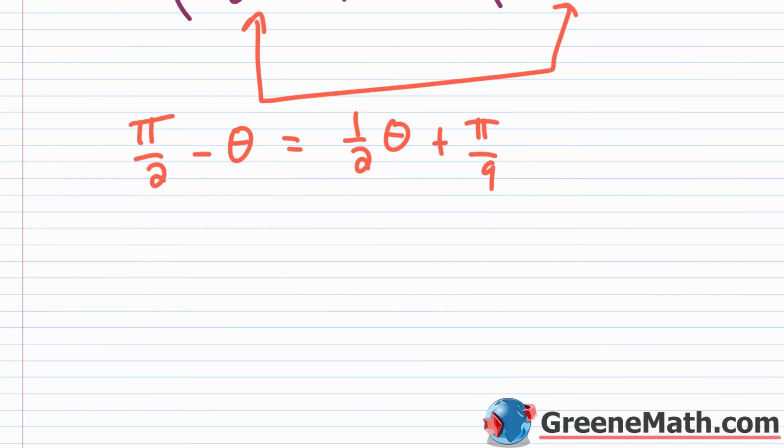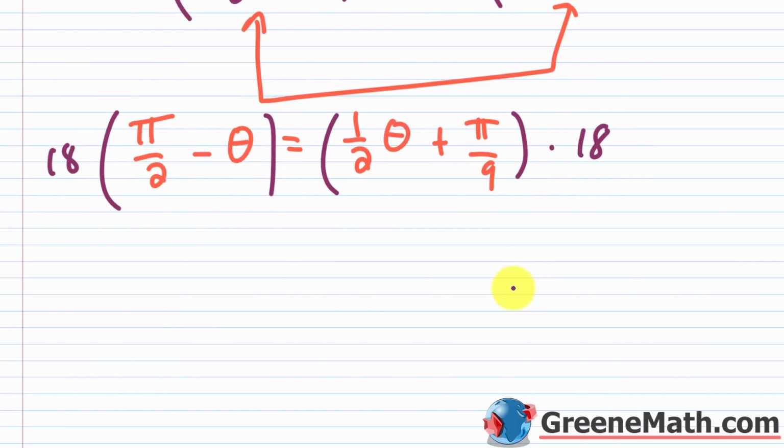Now, I don't like working with fractions, so I'm just going to multiply both sides by the LCD. You have a denominator of 2, 2, and 9, so the LCD would be 18. So let me actually show this. So 18 times this side, and then 18 times this side. So 18 times pi over 2, 18 divided by 2 would be 9, so this is 9 pi. And then minus 18 times theta is just 18 theta. And this equals 18 times a half is 9, so this is 9 theta. Then plus 18 divided by 9 is going to be 2.